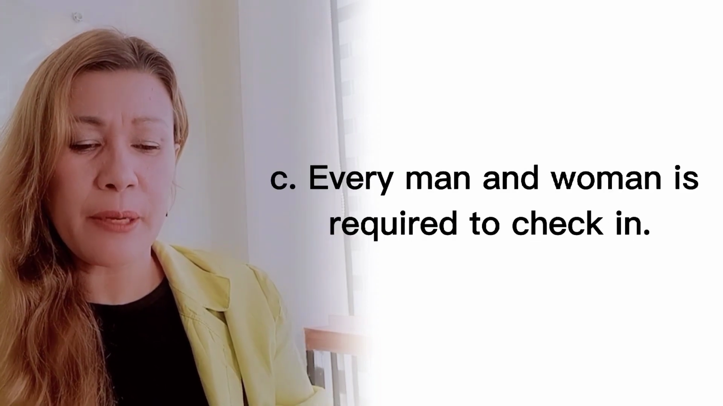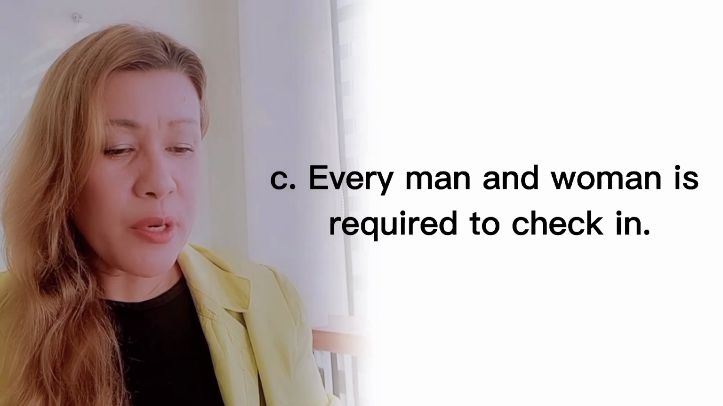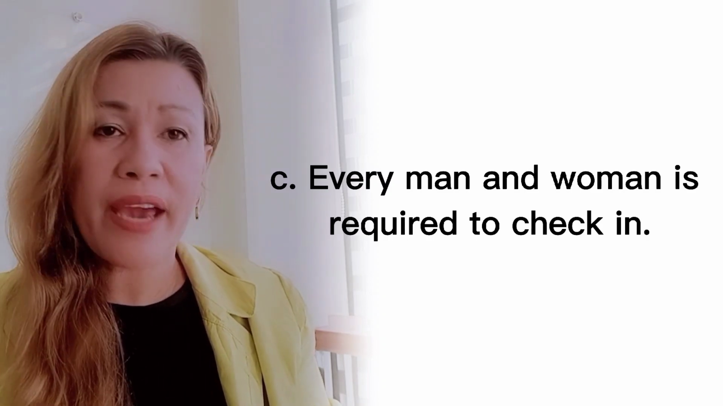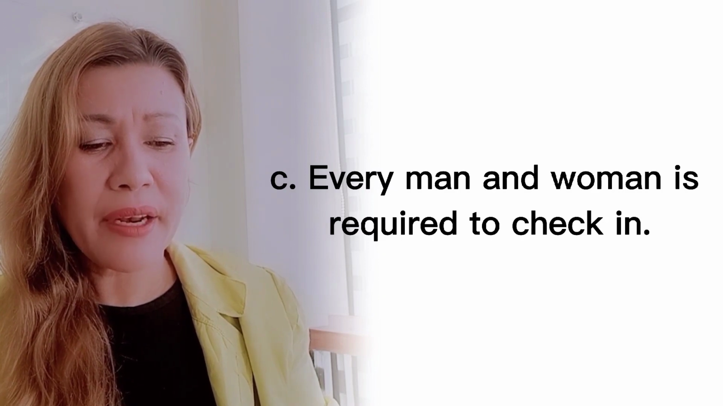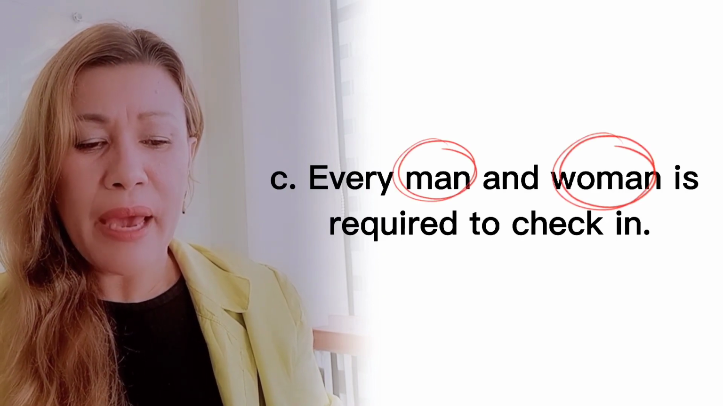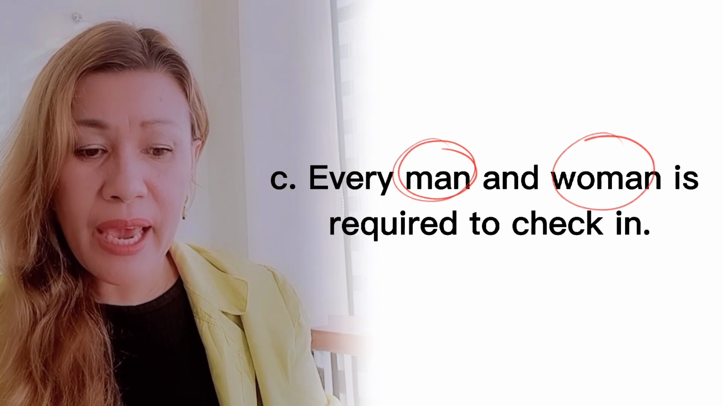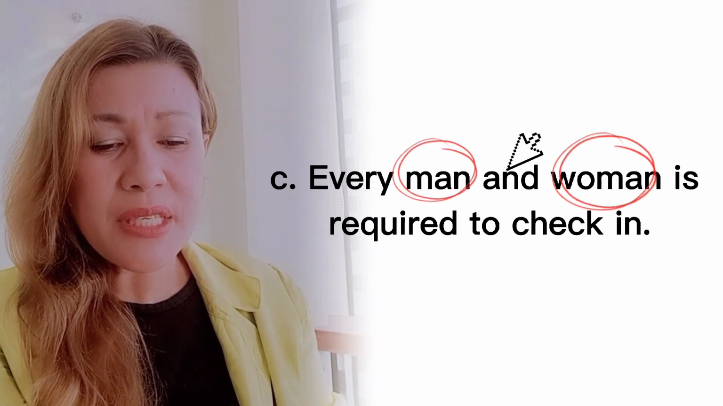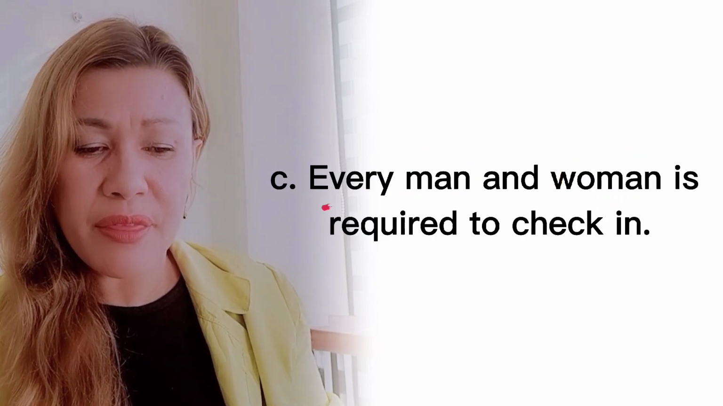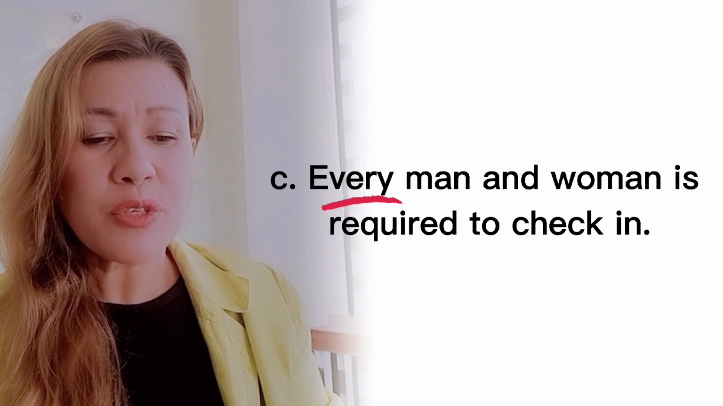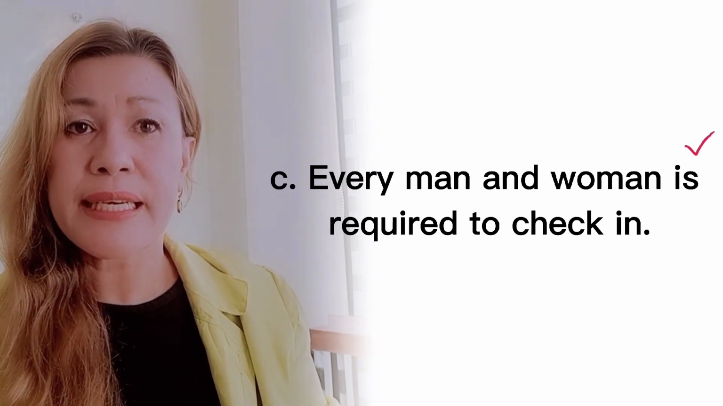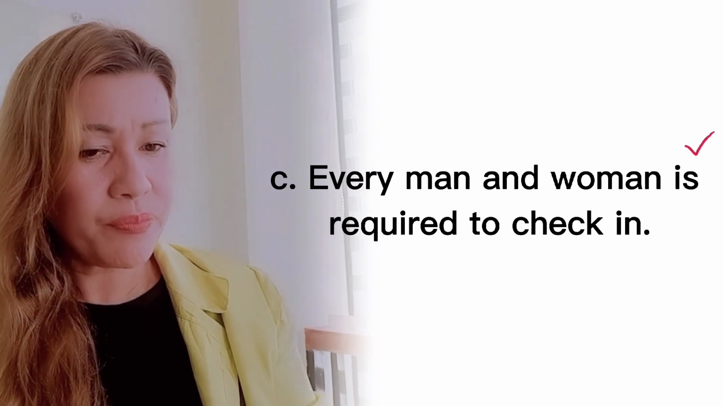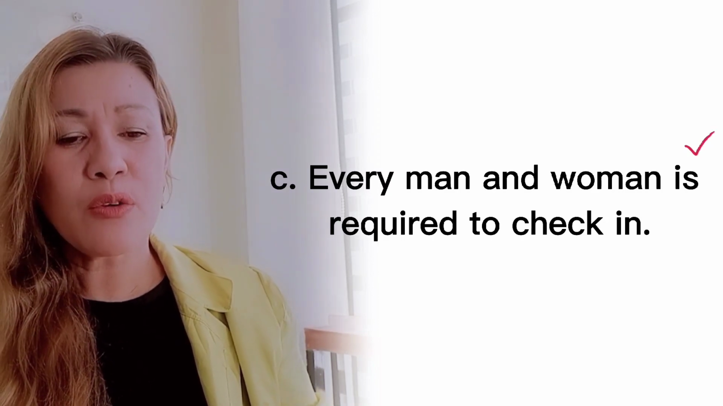Okay? Finally, every man and woman is required to check in. Again, you have a compound subject there, man and woman, connected by and. But they are preceded by the word every, and therefore, they will be reduced to singular. And therefore, a singular verb is needed. Okay? We go now to rule number 9.